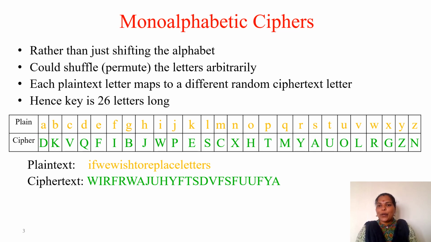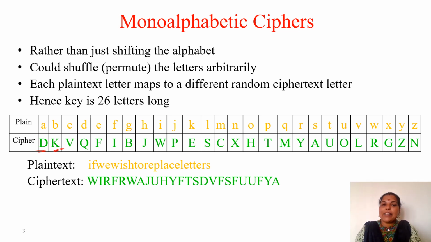But in order to overcome that, there is an improvement in the security aspect in this monoalphabetic cipher: instead of just shifting, we are shuffling the alphabet. Here the key size is 26 letters, and each plaintext letter maps to a different random ciphertext letter. See here, the plaintext is given as A to Z and the ciphertext is shuffled. For A it is D and for B it is K. It is shuffled; there is no sequence or continuity. It is just shuffled.